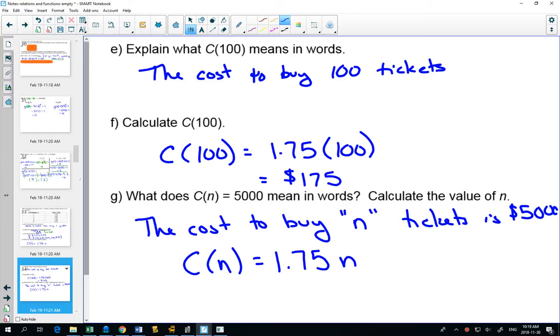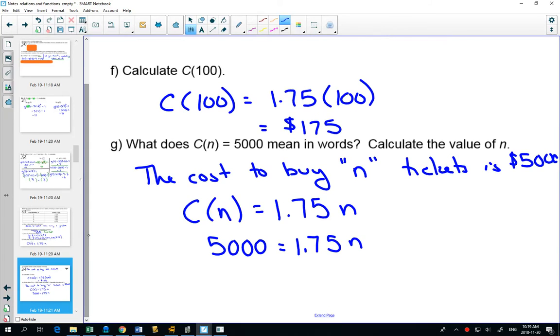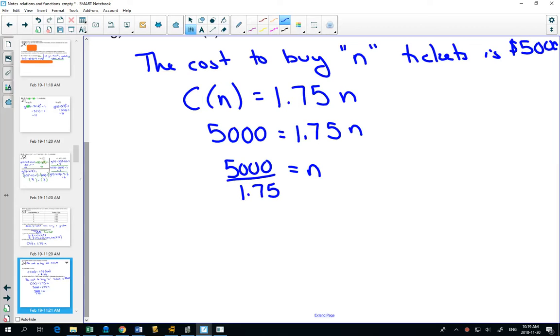And what do we know that this equals? $5,000 has to equal $1.75 times N. In other words, if each ticket costs $1.75 and we spent $5,000, we could figure out what N is by dividing both sides of our equation by 1.75. And what's the answer? 2,857. There's a small decimal, but since we're talking 2,850.